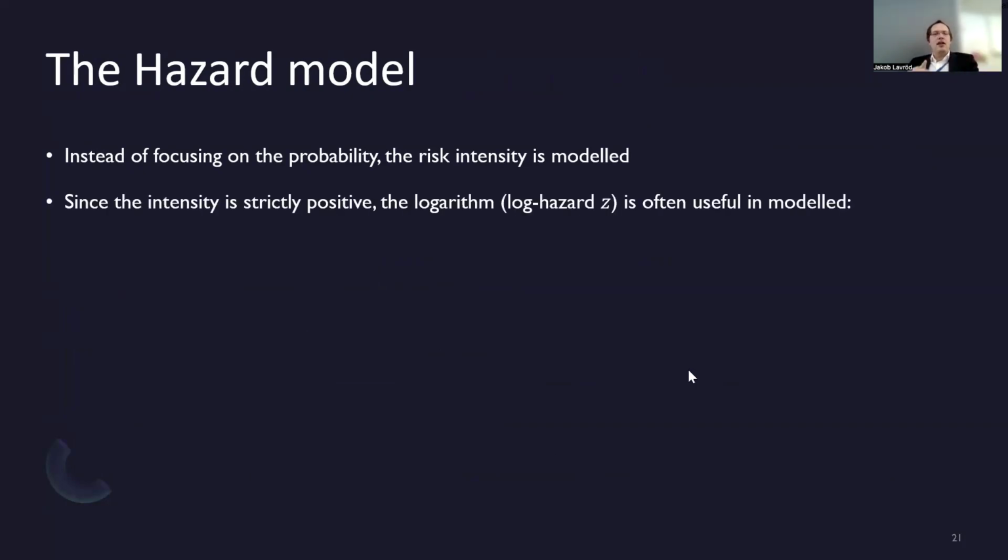And since intensity is a strictly positive thing, we often use the logarithm, so we call it the log hazard, is what we model. So that means that e to the power of z here, that is the hazard. But the advantage of using e to the power of z is that z can now be any positive or negative number. And you then integrate the risk, because that gives you how much risk the customer has been exposed to. And you then put it in this formula with the exponential to get the survival.